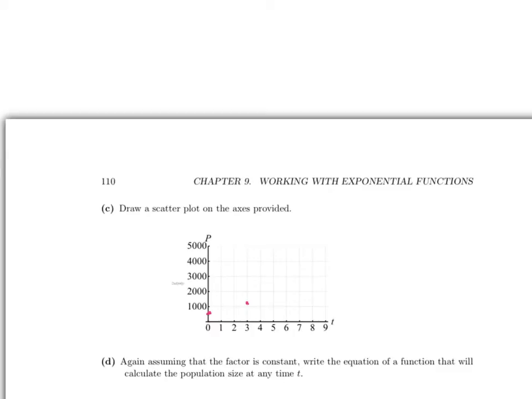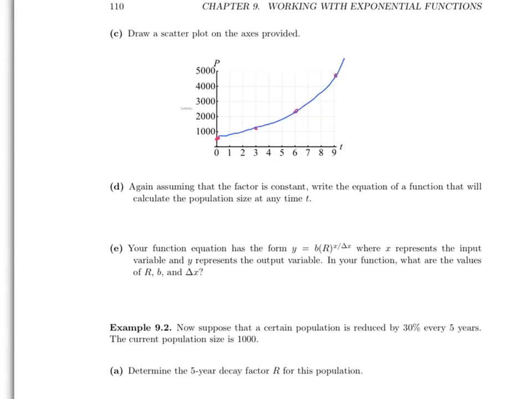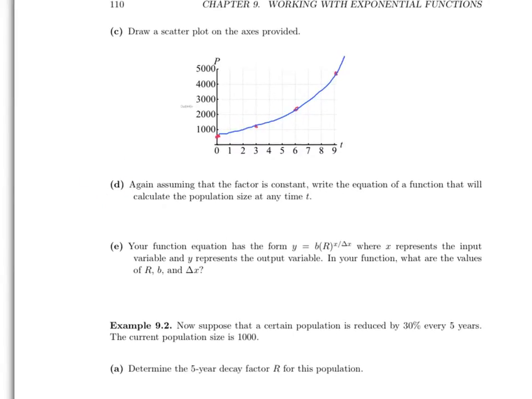At time 6, there were 2,400 individuals. That gives us a point roughly there. And at time 9 years out, we have a population of 4,800, which gives us a data point right about there. So if you examine what's happening to this population over time, notice that it seems to have an upward trend that's growing faster and faster over time. Okay, now let's move on and look at part D.